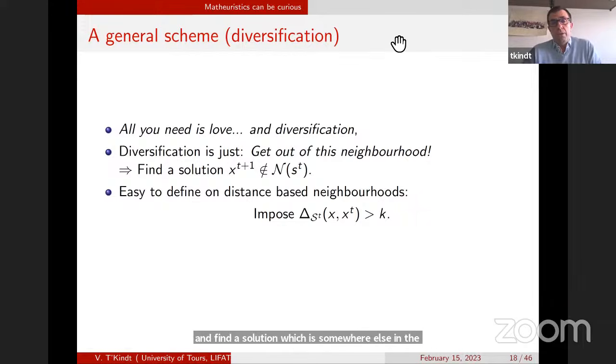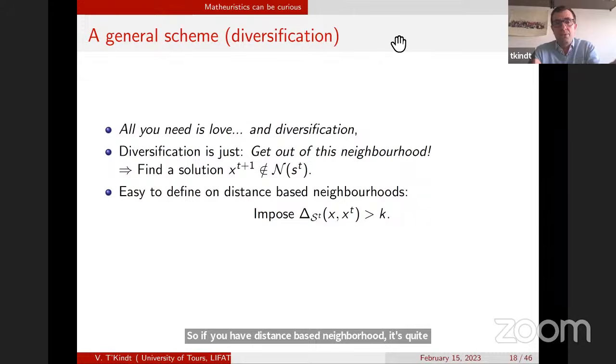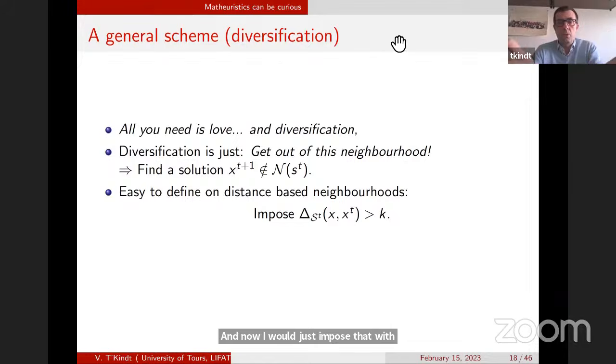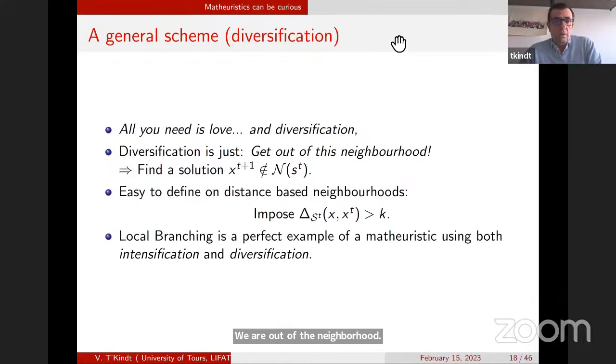If you have a distance-based neighborhood, it's quite easy because you just have to say, okay, I have my Hamming distance, and now I will impose that with respect to xt, my current solution, I change at least k variables. So you change at least k variables and you provide me another solution. We are out of the neighborhood. A perfect example of Matheuristic using diversification is local branching, that maybe you already heard about. Local branching uses both intensification and diversification.